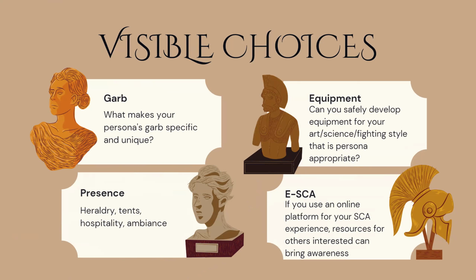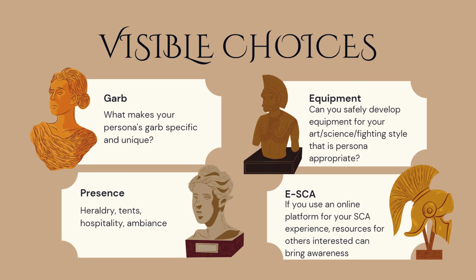Presence, meaning what you do and interact with from an environmental perspective at an event. So your heraldry, your tents, your hospitality, ambiance, music. You can always choose these things in the style that your persona might have. So you can find a tent that makes sense from a shape perspective for your persona. You can learn pieces of music or find recordings of music that match your persona. There are a lot of ways that you can make things outside of what is immediately attached to your body a persona choice at events.